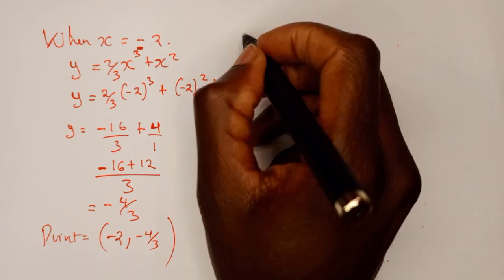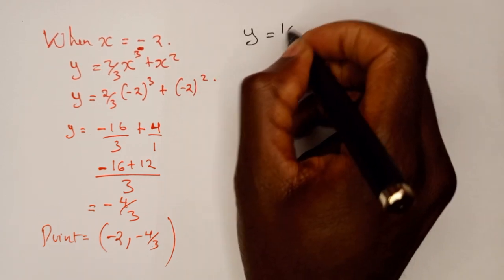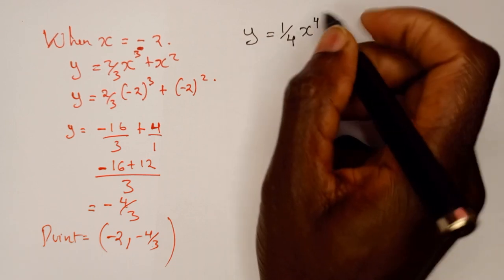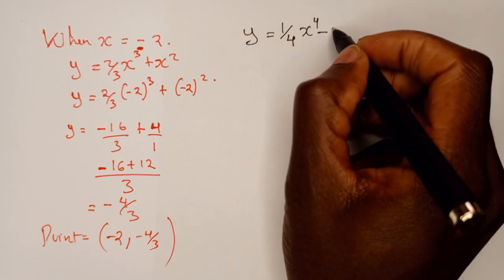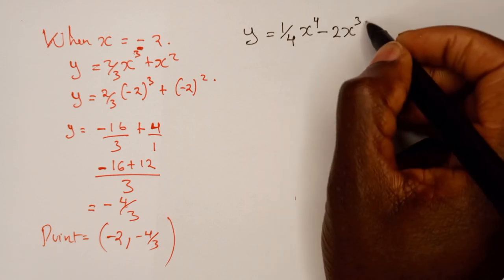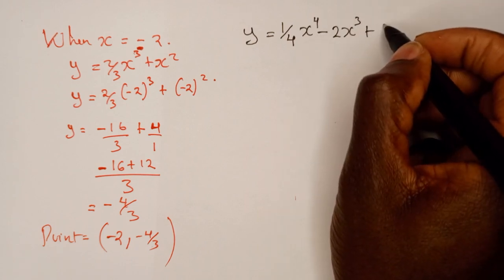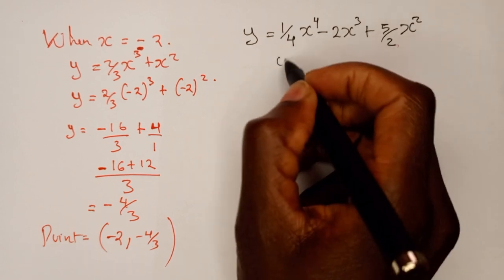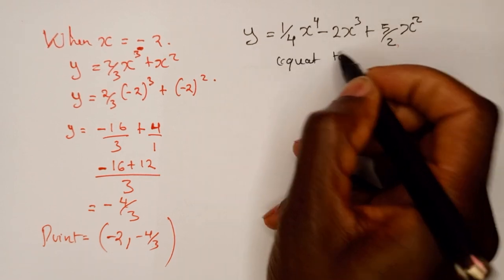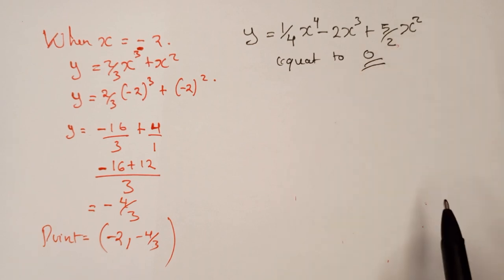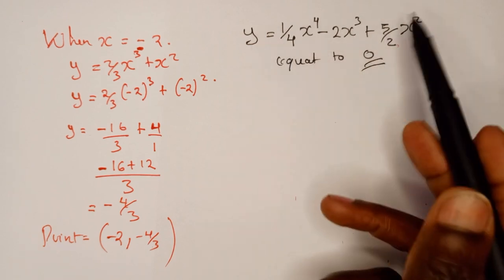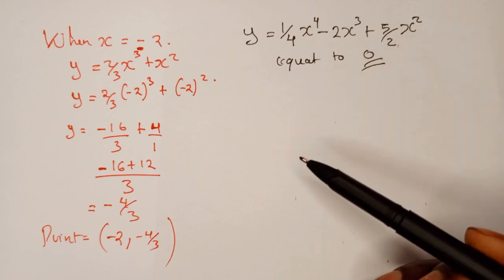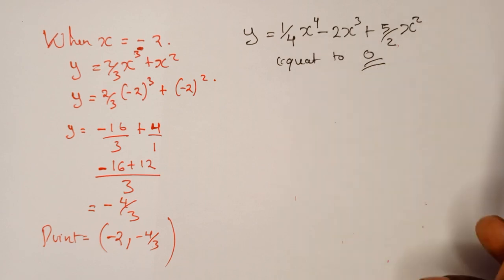Now let's do another one. y is equal to 1 over 4 x raised to 4 minus 2x raised to 3 plus 5 over 2 x squared. At what point is dy dx of this function equal to 0?